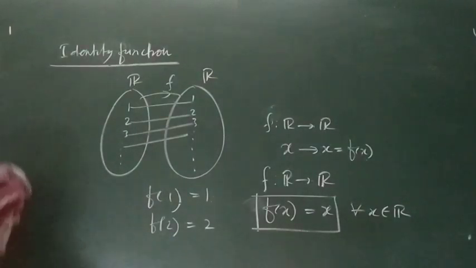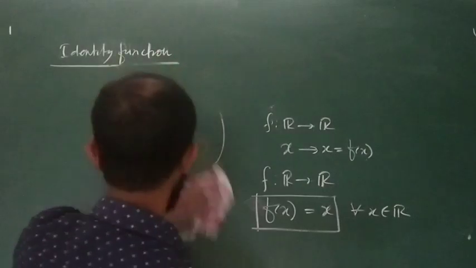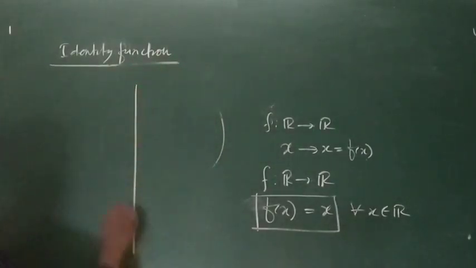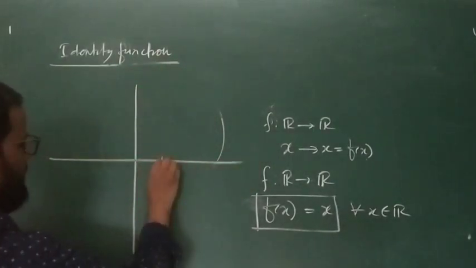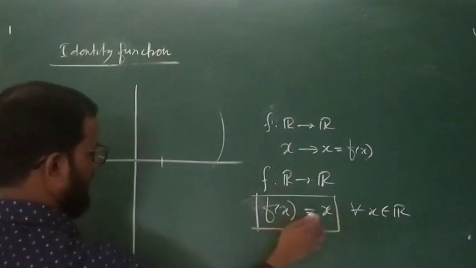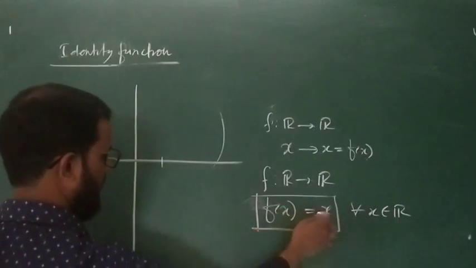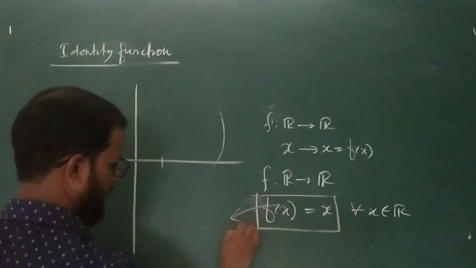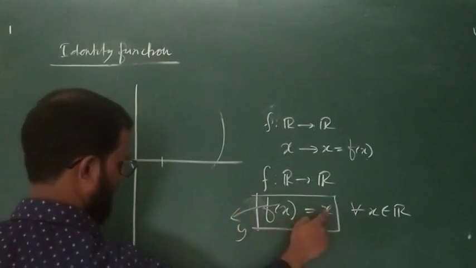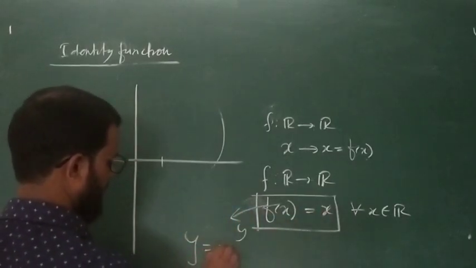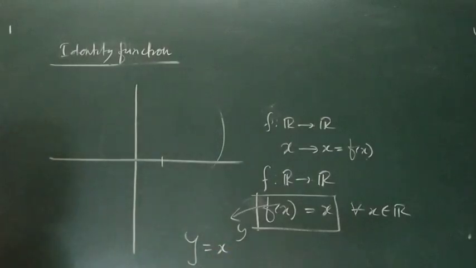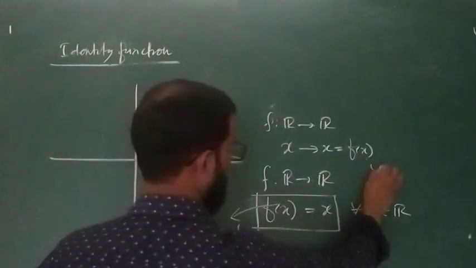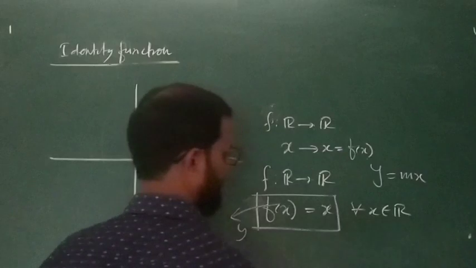And what should be the graph of this particular function? If you draw the graph, then you see x is equal to 1, f(x) is equal to what? Suppose the value of x is 1, then what will f(1) be? This f(x) means y, that means it is y equal to x, and you know y equal to x is a line which is passing through the origin.